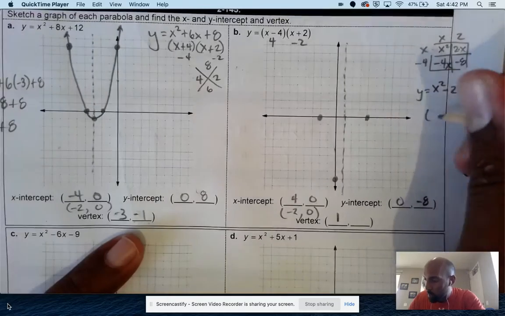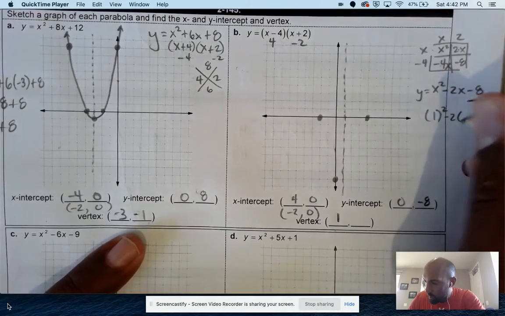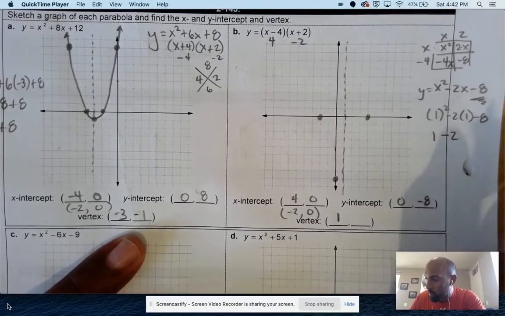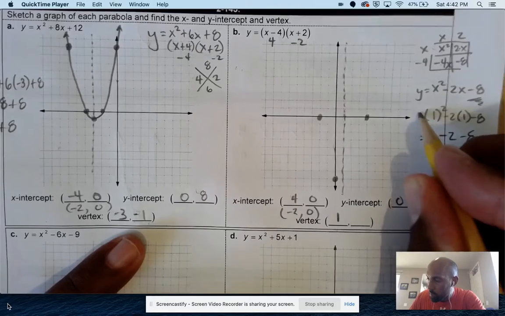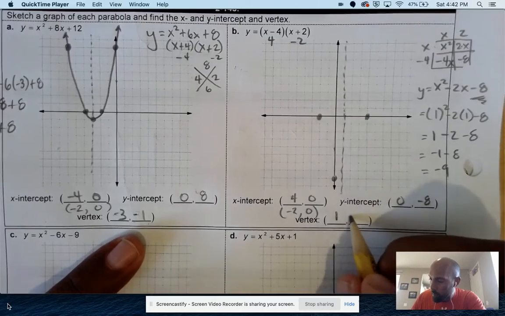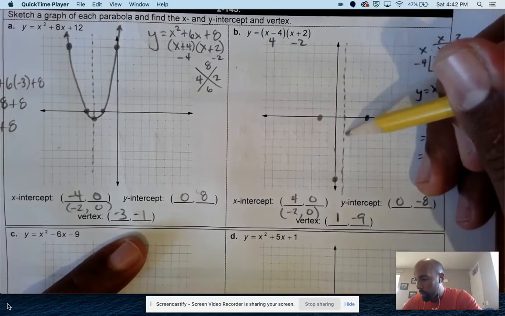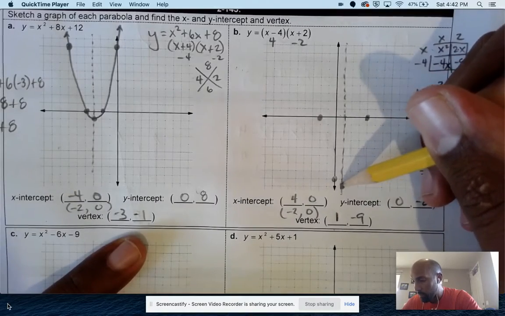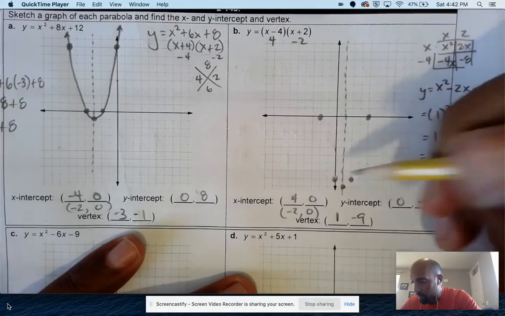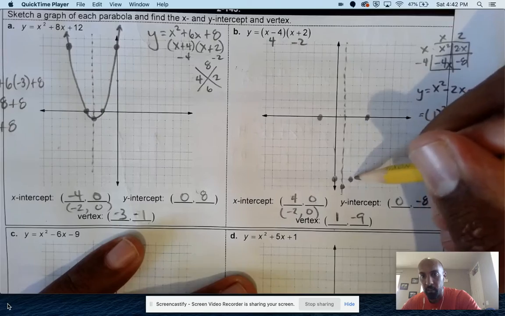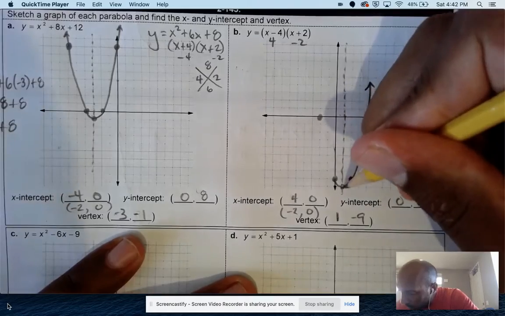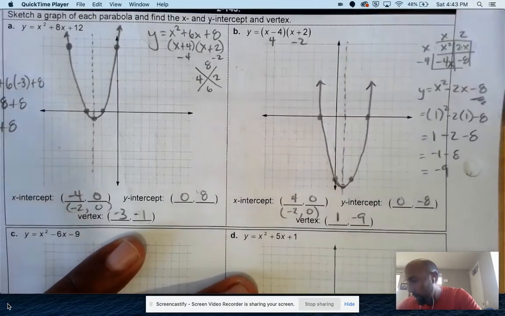Okay, so let's plug it in. So 1 squared minus 2 times 1 minus 8. 1 squared is 1. Then this is -2. 1 minus 2 is -1, minus 8 is -9. So we get -9 here. Okay, so we got (1, -9), so it's right below that y-intercept. So I'm going to reflect this point over to here, because remember, you can reflect it over. Since it's 1 to the left, that means the other point is 1 to the right. Okay, and then make my little U, going both ways, and boom, done.